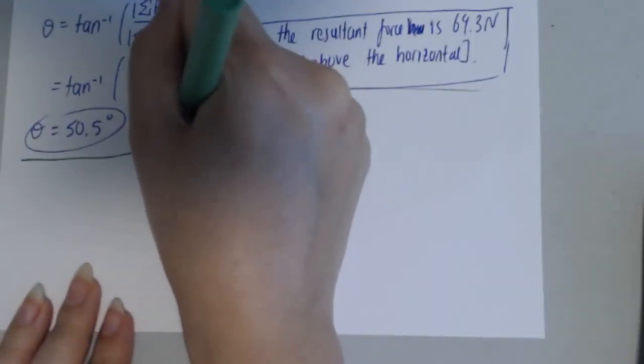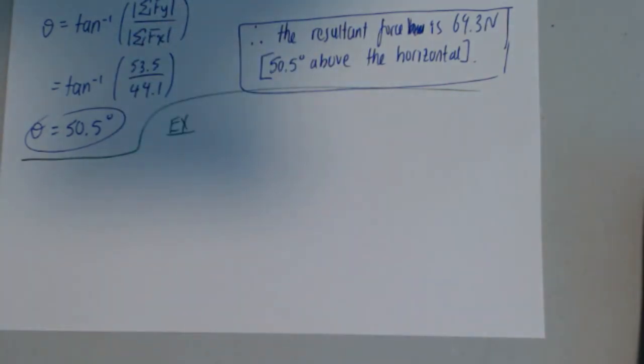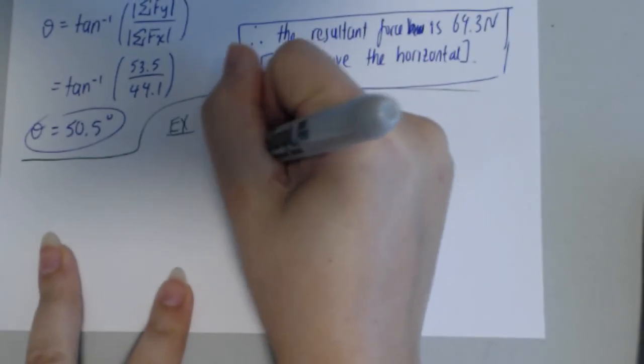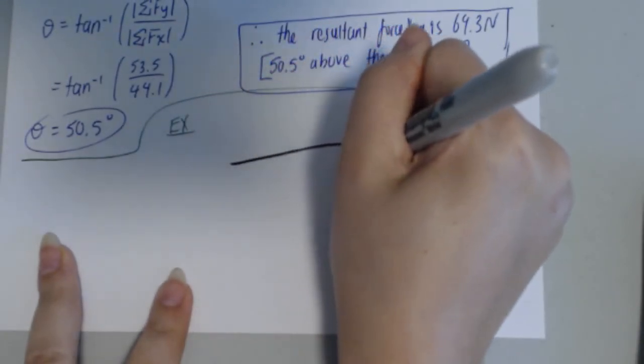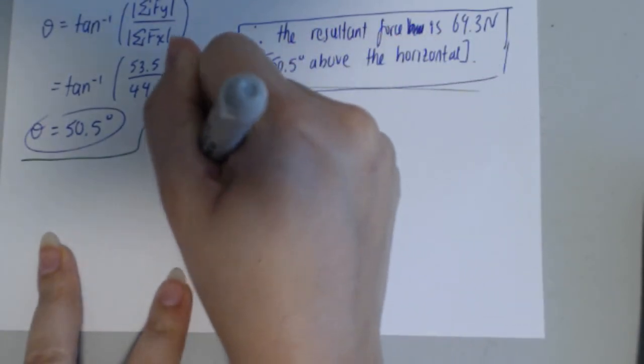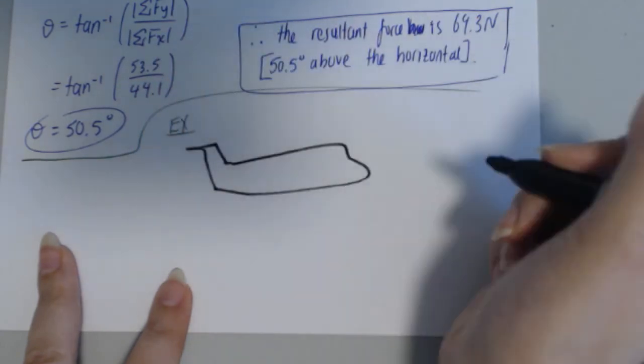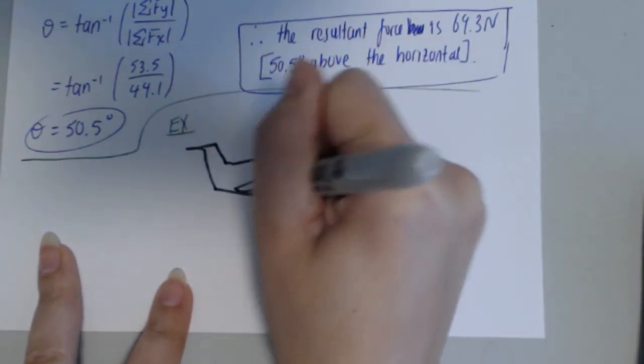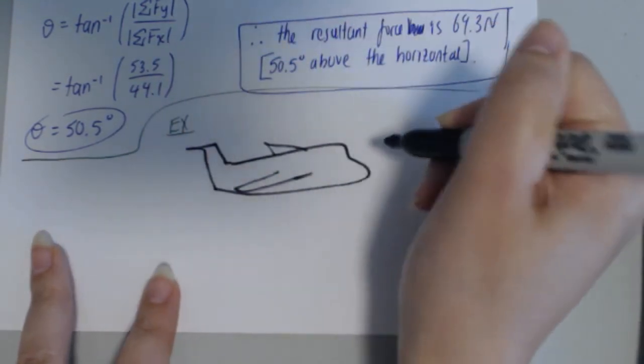I'll draw the airplane with the black marker first. I'm going to do my best to draw this. So we've got something like this. Of course, you've got the wing coming out here and the wing coming out there.